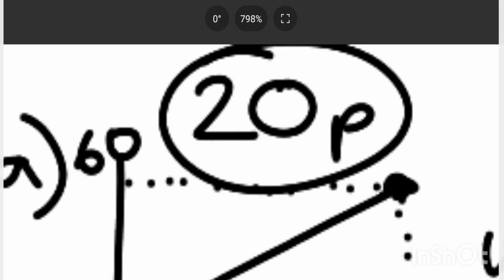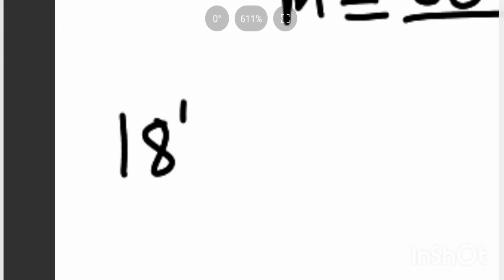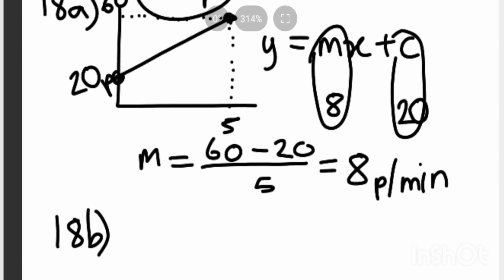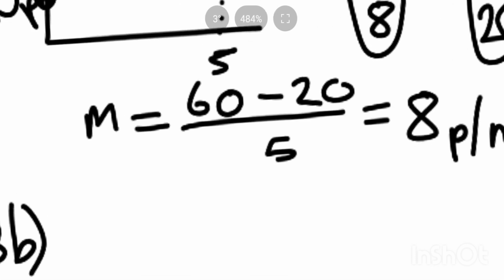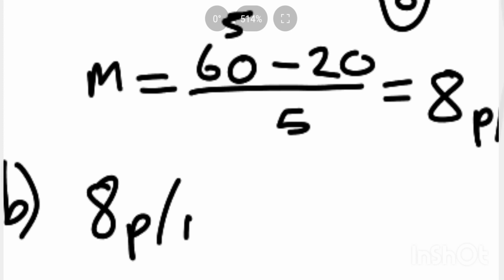18B, work out your charge per minute. So we already did this in 18A, but your charge per minute will be 8 pence per minute, because it's just the gradient of the line. So 8 pence, and it's 8 pence per minute. So 8 pence per minute is your rate.